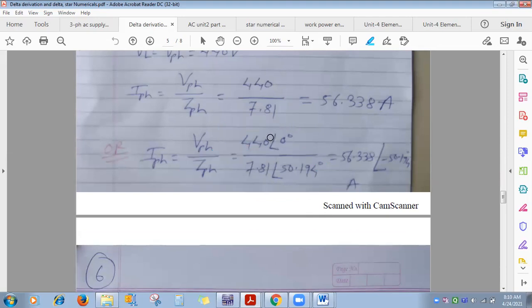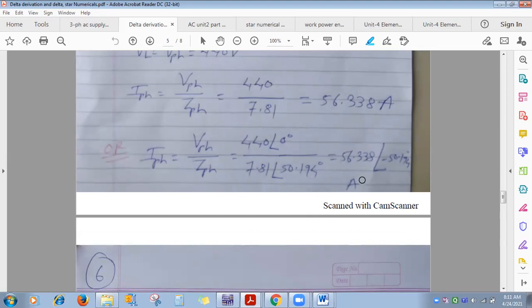So nothing is given. So magnitude you know, VPH is 440 volt RMS upon ZPH. This will become division, 56 point this, and polar division we have seen. This angle you have to shift in numerator. So that will become 0 minus 50.194. So minus 50.194. Got it? IPH.